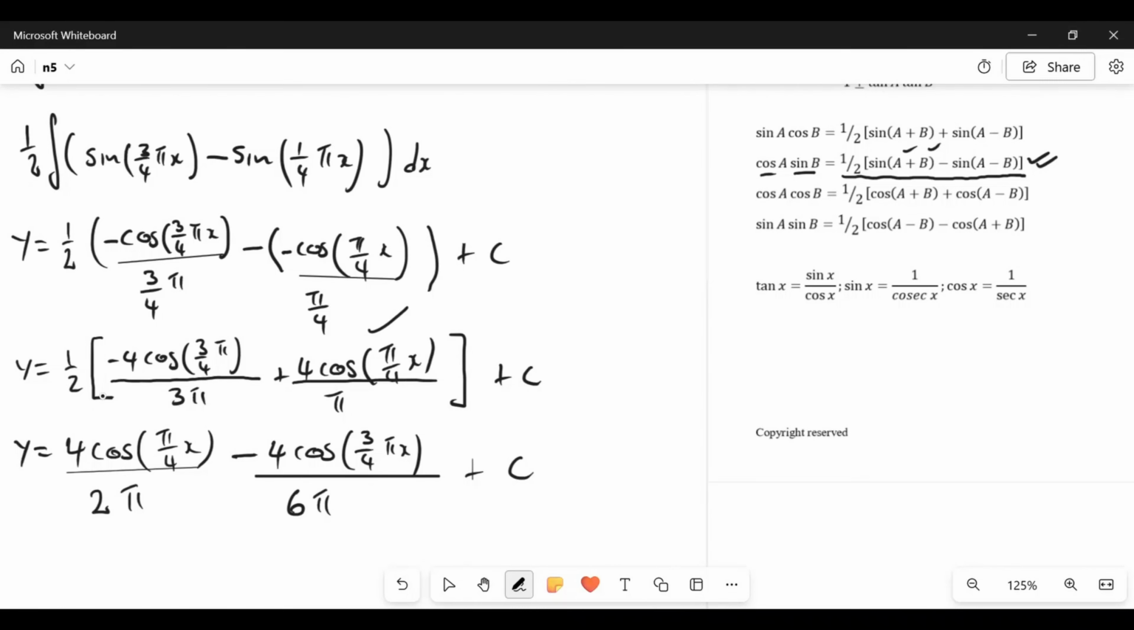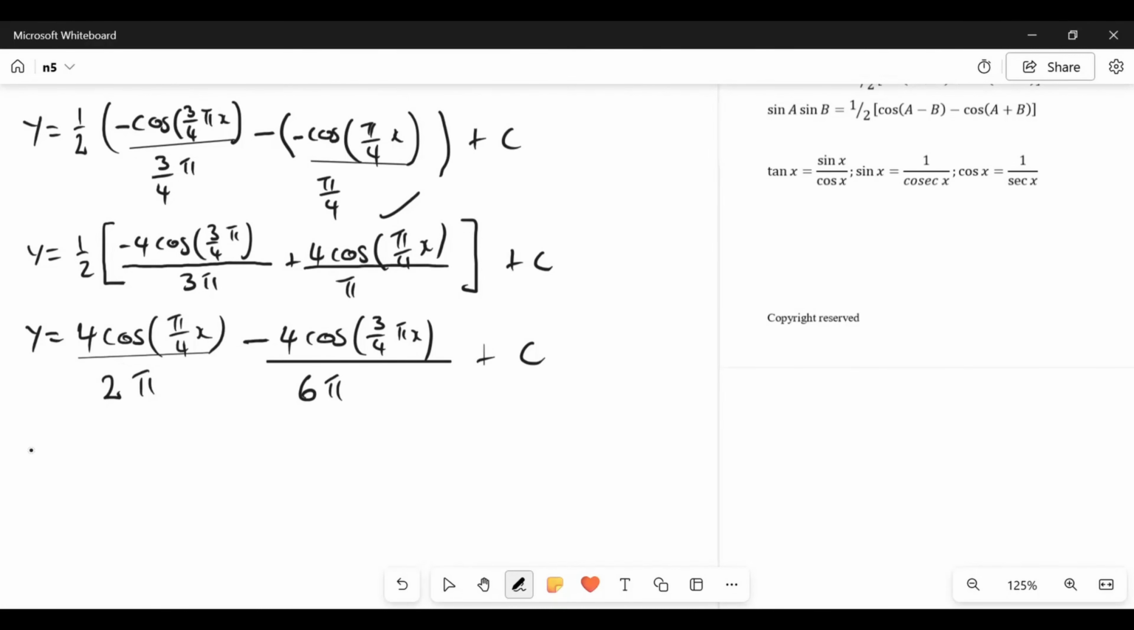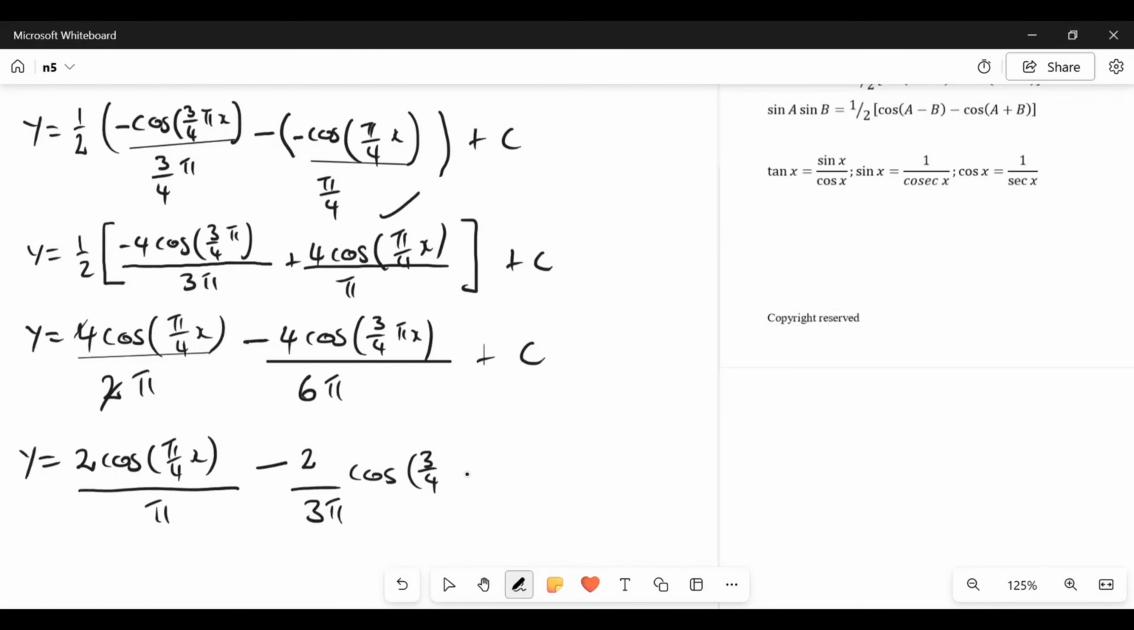Do not multiply the c with the half. The half only affects the integral, not the constant. Now, let's continue. Simplify it further. If we simplify it further, we have 4 divided by 2. This is going to give us 2 cos(pi over 4 x). And then we are divided with pi, because this here is going to be gone. Minus. And then we have 4 over 6. 4 over 6 is the same as 2 over 3. And then we still have pi there. Then we can say cos(3 over 4 pi x).